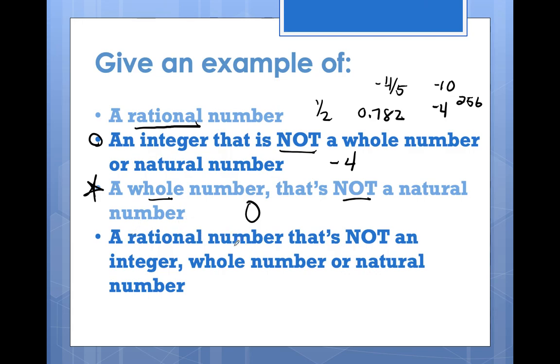And for number 4, a rational number that's not an integer, whole number, or natural, that would be anything that has a fraction or a decimal. So -2/3, 0.6 repeating, -1.4 repeating, 2.5, anything with a fraction or decimal would work for that last one.